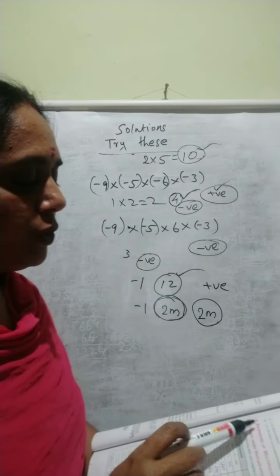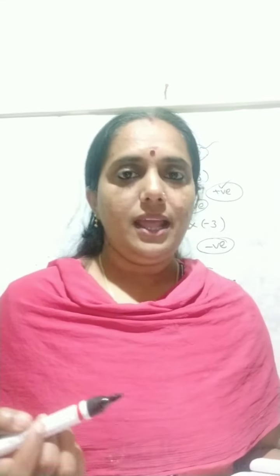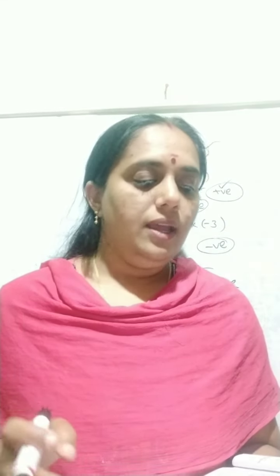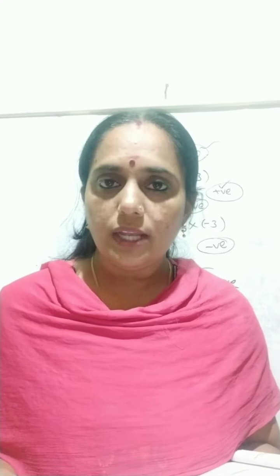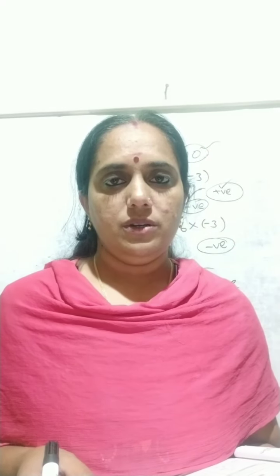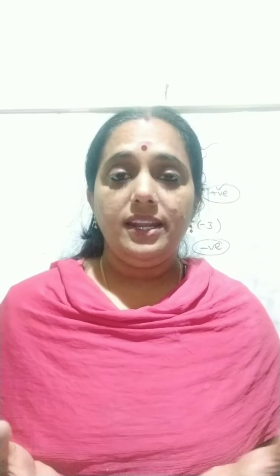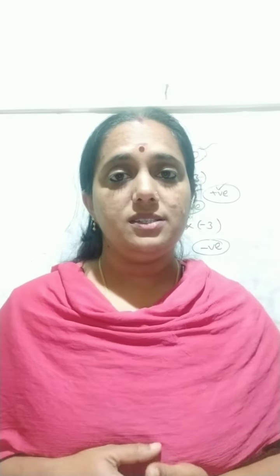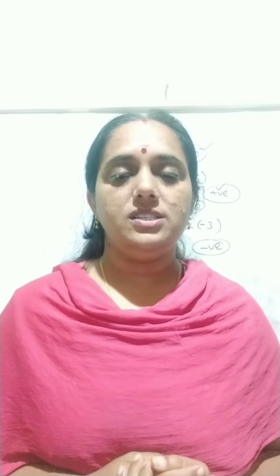So, negative 1, 2m times. M is a natural number, that means counting numbers. 2m times means 2m is a product of 2. So it's an even number. So the answer will be positive. Okay. I think now you got the idea. That is, when we are multiplying positive integers and negative integers, what will be the sign? Okay. Thank you.